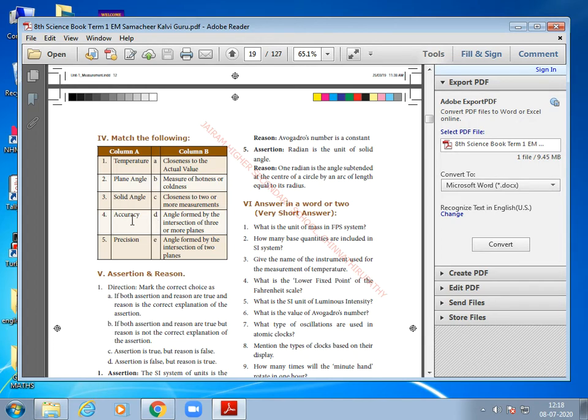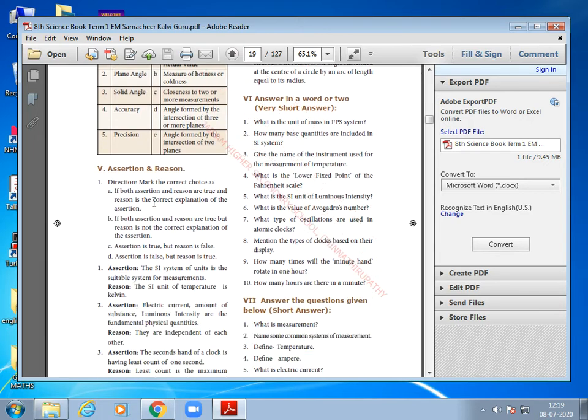Next, the fourth question, accuracy. Accuracy means closeness to the actual value, option A. Next, precision. Precision means closeness of 2 or more measurements, answer C. Okay, this is the match the following answer. First question answer B, second question answer E, third question answer D, fourth question answer A, fifth question answer C.